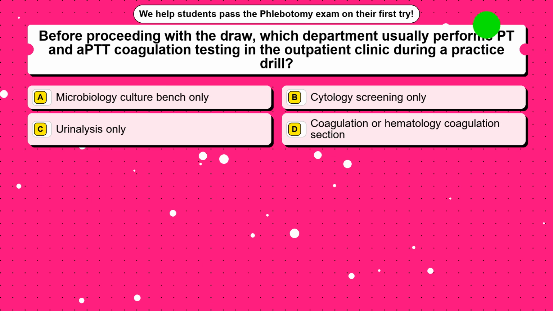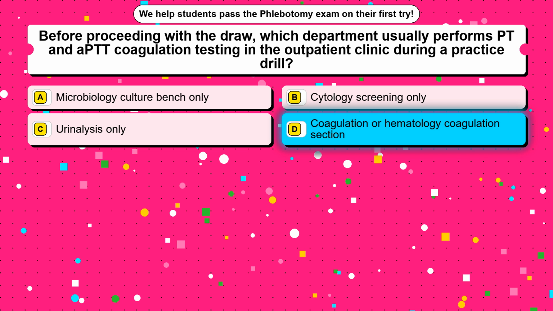Question 73. Before proceeding with the draw, which department usually performs PT and APTT coagulation testing in the outpatient clinic during a practice drill? Option A. Microbiology culture bench only. Option B. Cytology screening only. Option C. Urinalysis only. Option D. Coagulation or hematology coagulation section. The correct answer is option D. Coagulation or hematology coagulation section.